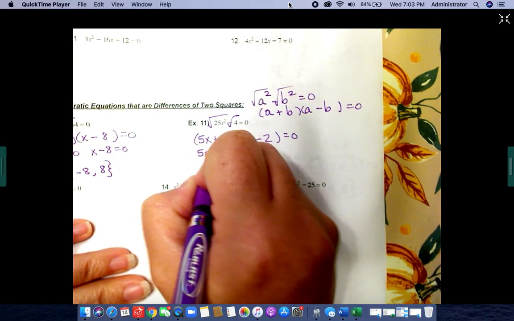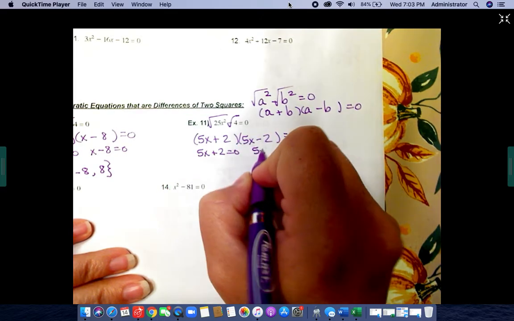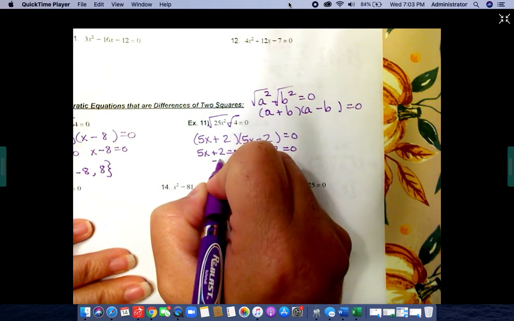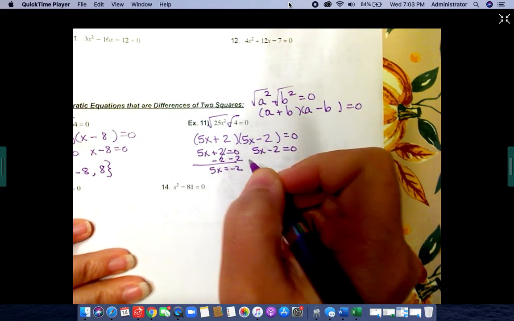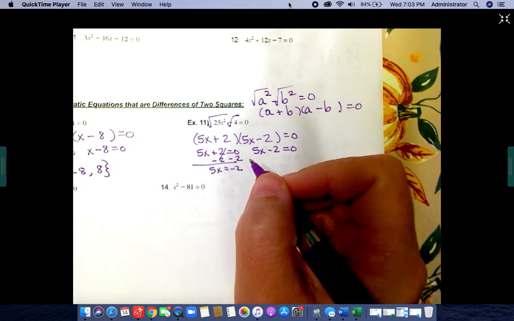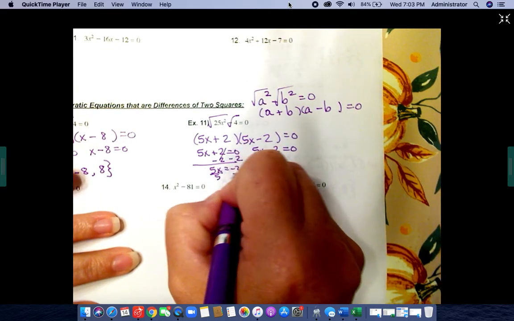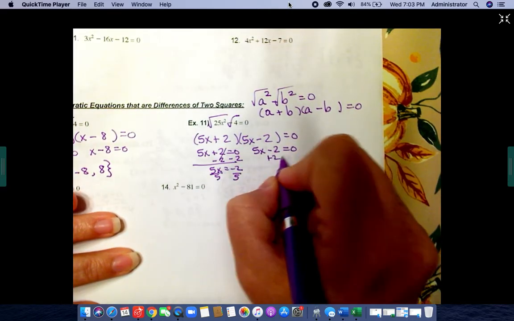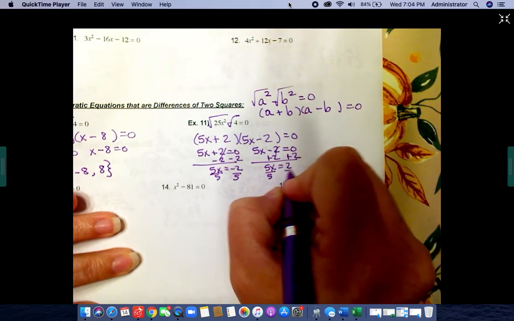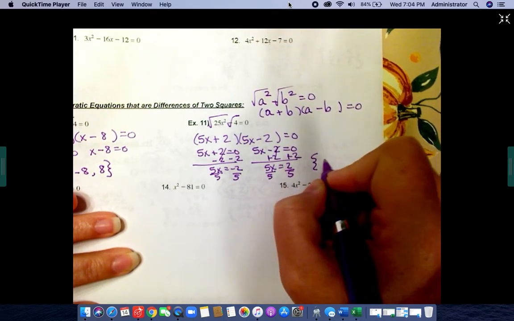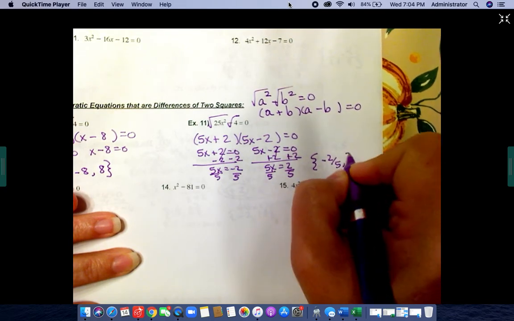Again, we set these factors equal to 0, like we have been all along. And we simply solve. And then divide by 5. And here, add 2. And divide by 5. So my solutions are negative 2/5 and positive 2/5.